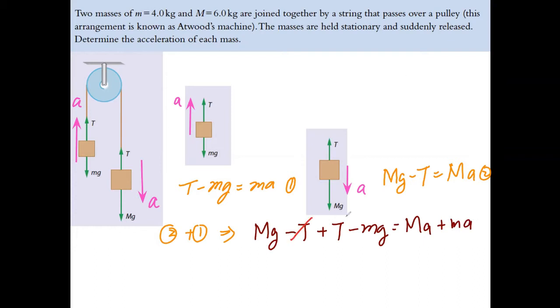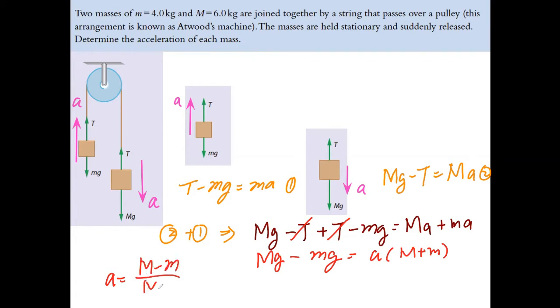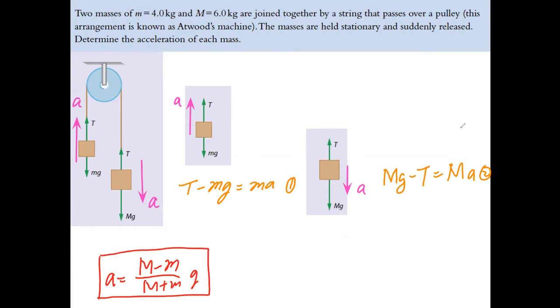The T's cancel out and we have m2g minus m1g equals, taking out the acceleration, m1 plus m2 times a. From here we get the acceleration equals m2 minus m1 over m1 plus m2 times g. So the acceleration of each mass is a equals the fraction of the masses, m2 minus m1 over m1 plus m2, times the acceleration due to gravity. We can actually find the tension as well.